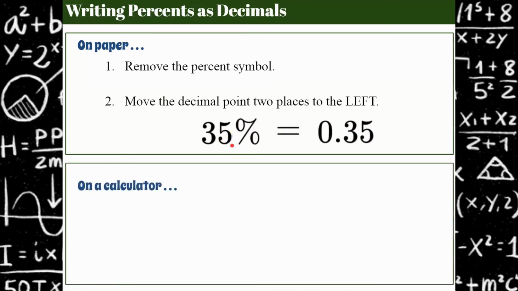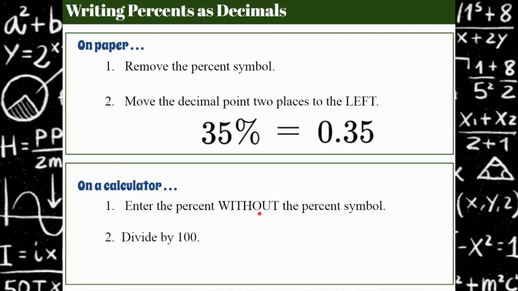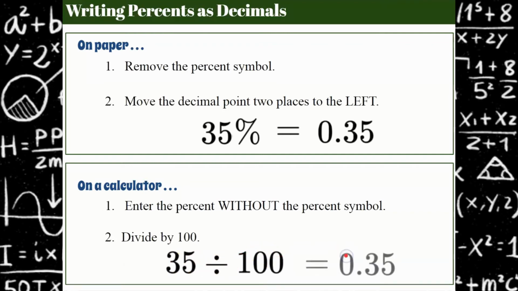Now let's talk about how to do it on a calculator. Step 1 would be to enter the percent into the calculator without the percent symbol. Step 2 would be to divide by 100. So 35%, lose the percent symbol, 35 divided by 100, and on your calculator, you will get the decimal equivalent 0.35. Reminding you that 35 divided by 100 is the same as writing the fraction 35 over 100.